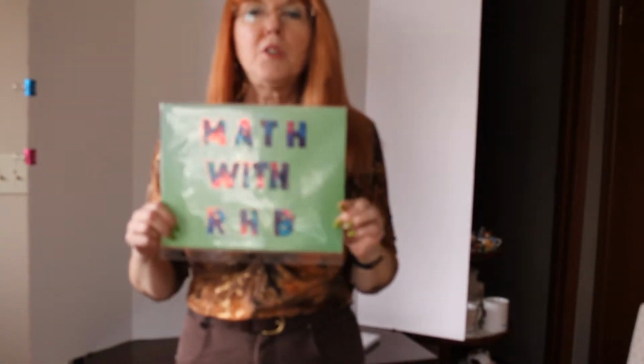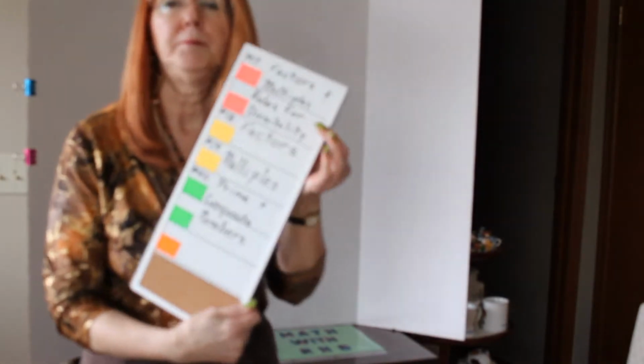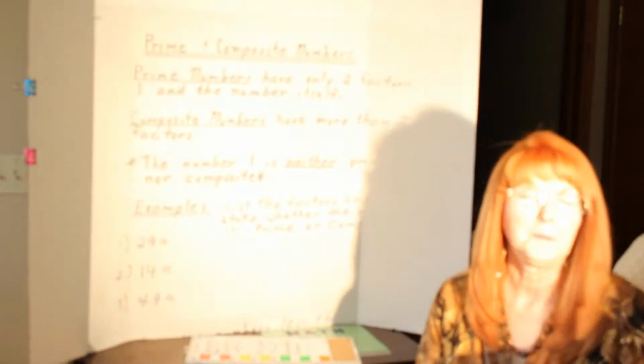This is Math with RHB, and we're looking at prime and composite numbers. That's lesson 20. Prime and composite numbers. And using the overhead, we're going to take a look at more exploration of numbers and how knowing numbers can help you do all kinds of other parts of your mathematics.